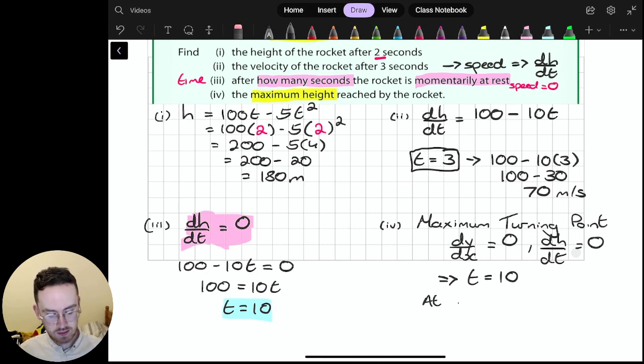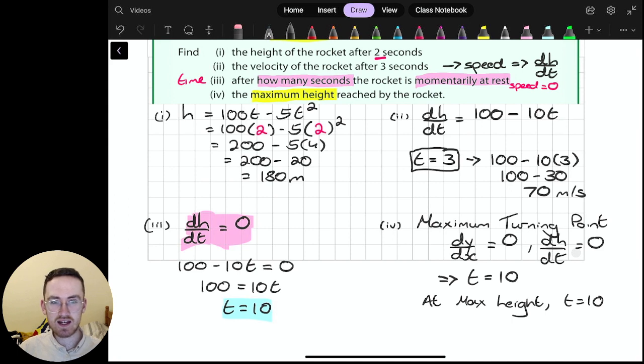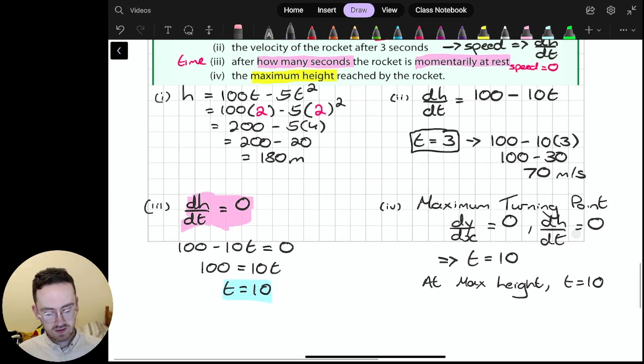So what does that mean for us? At the maximum height, the time is 10. So when t is equal to 10, the rocket is at its maximum height, the turning point. It makes sense that it has to go up as high as it possibly can, and at that highest point is where the speed will stop and where your rocket will start to turn and go back down again. So we need to find height when t is equal to 10.